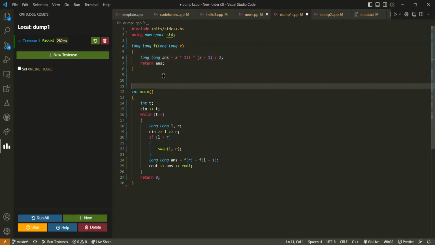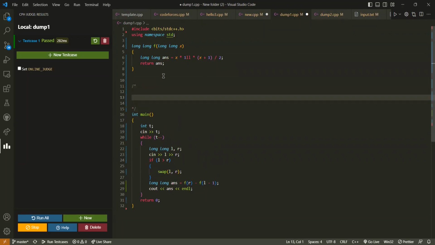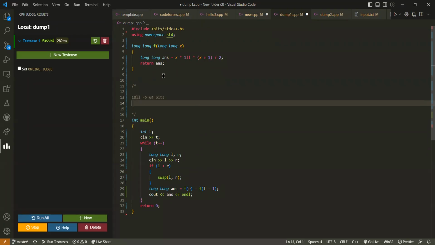Okay, for example, if I write 10LL, then I am declaring 10 as a long number, and the size of this number would be 64 bits. And if I write a normal 10, then this will be declared as a 32-bit integer. Okay, sir, got it. So if I multiply any number with a long, the whole number becomes long, so overflows won't occur. Okay.